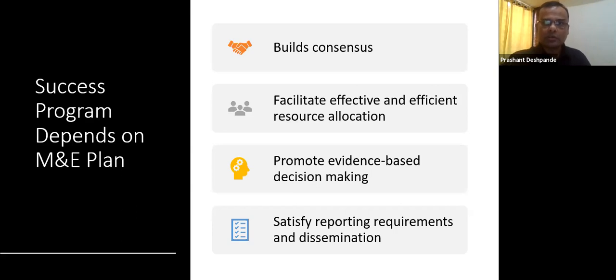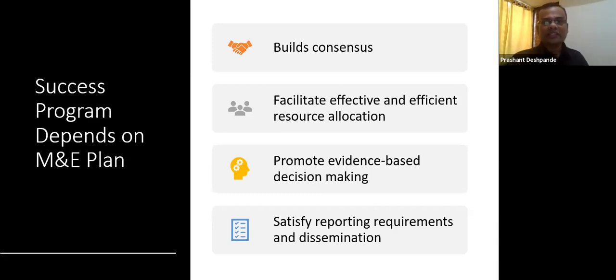What building consensus means is that this plan gets developed when various stakeholders come together, and they agree on those indicators, those timelines, those measurements, those targets. They come together, and it's a documented approach based on the consensus of various stakeholders.